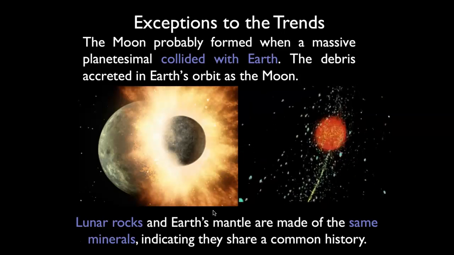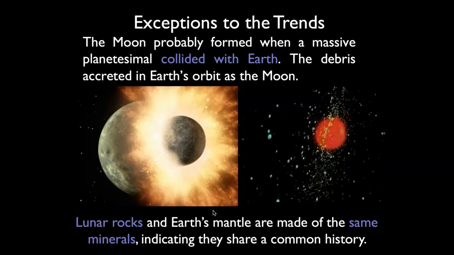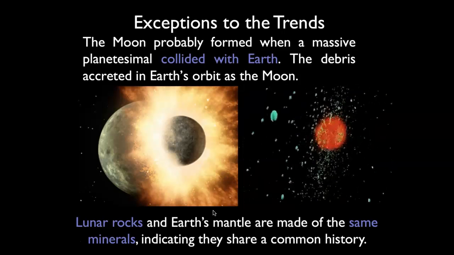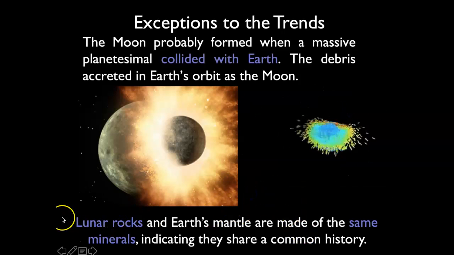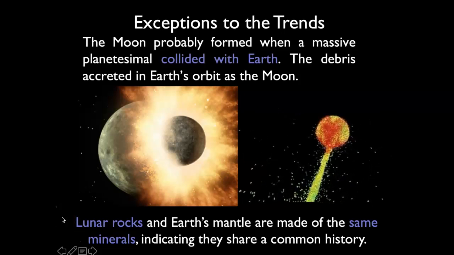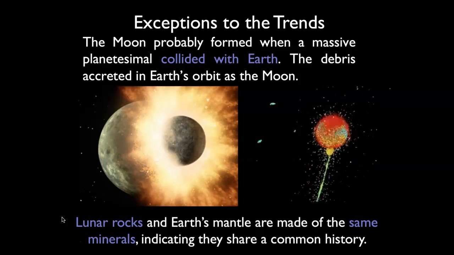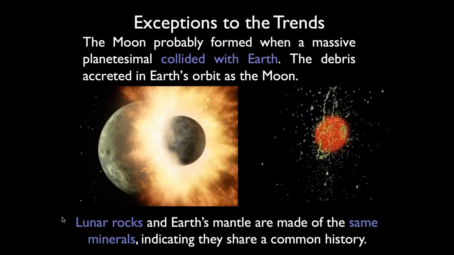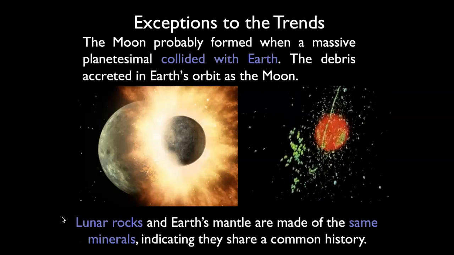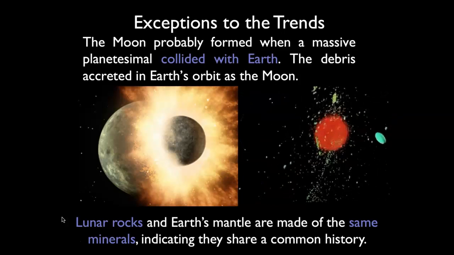If the Earth and the moon formed separately, they'd be made of slightly different rocks. They'd be made of different minerals. But the fact that the moon is made of the same stuff as the inside of the Earth suggests that those rocks came from the inside of the Earth. That those rocks used to be inside the Earth, and then when that collision happened, so much material blasted off of the Earth, and it stayed in orbit, accreted together, and became the moon.